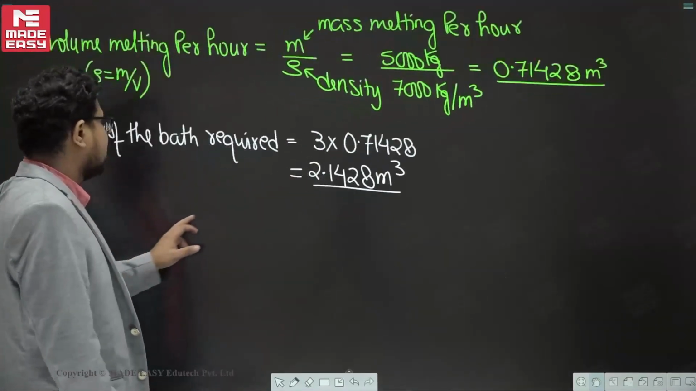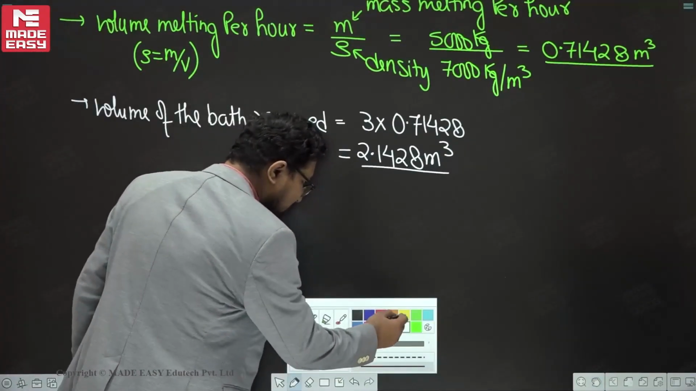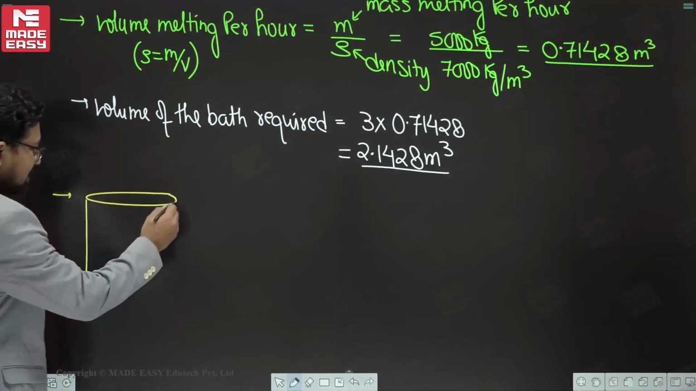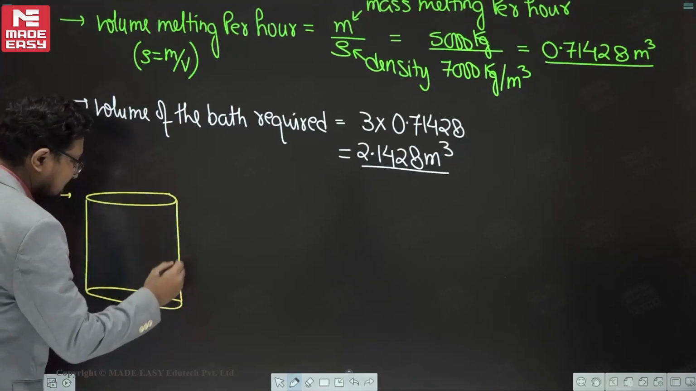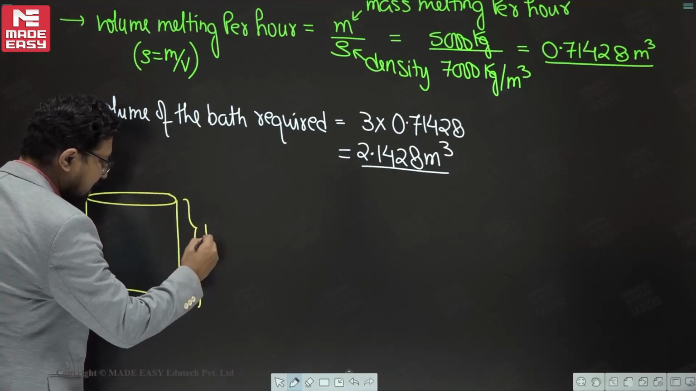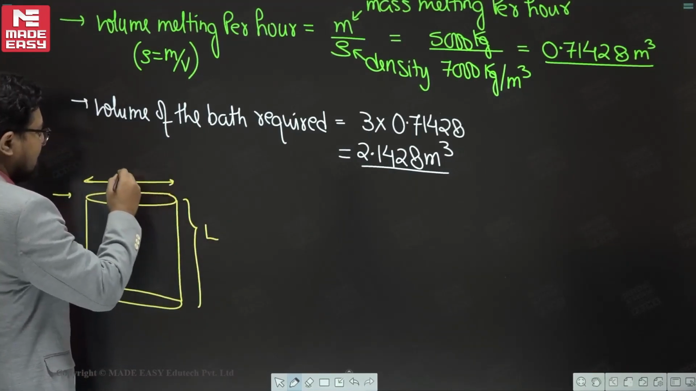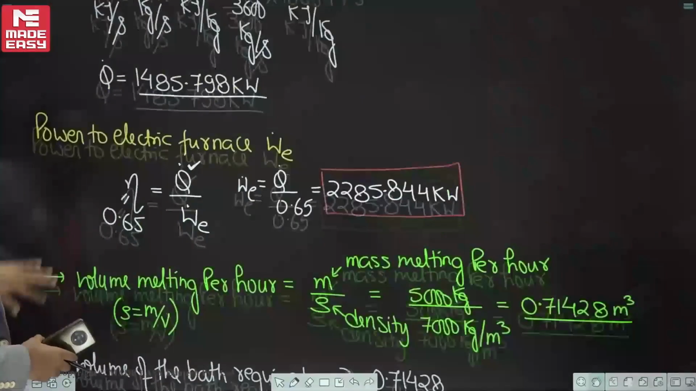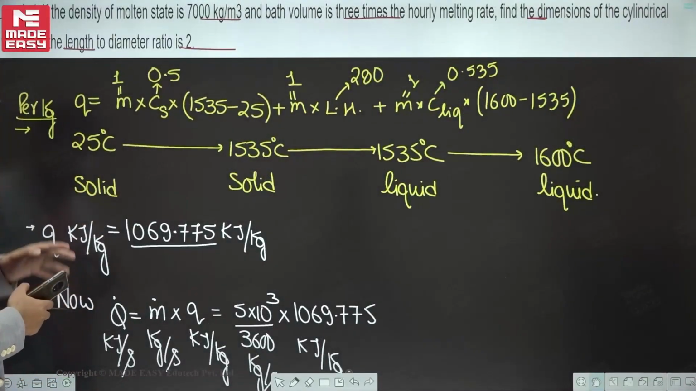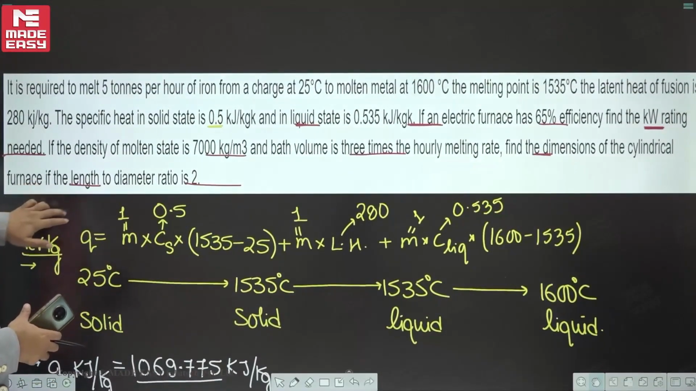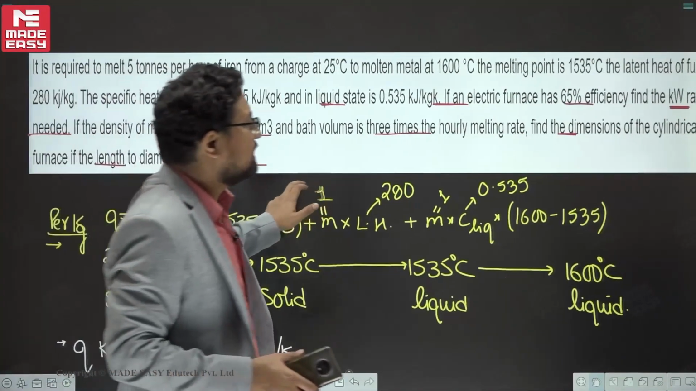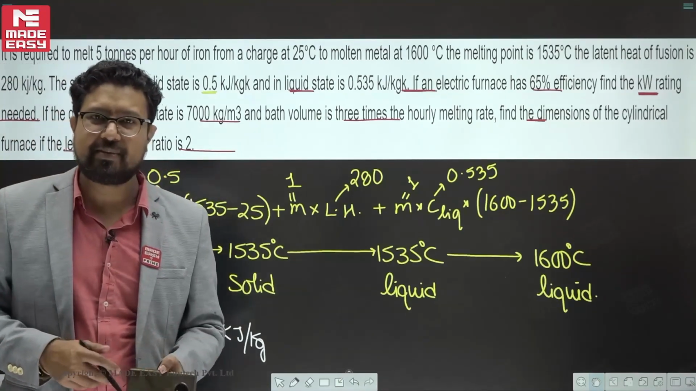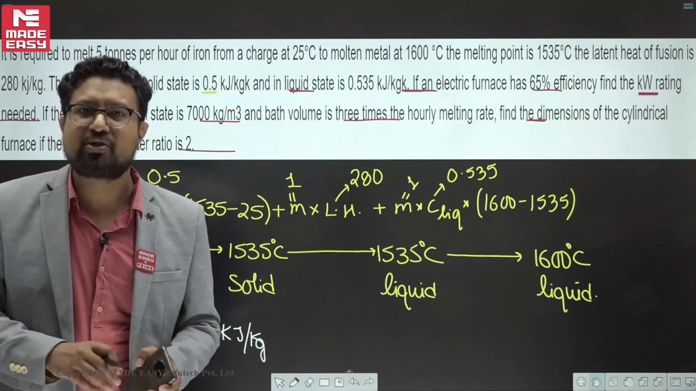So this much is the volume required. Now suppose we have this as the cylindrical bath, and let us say this is the length L, and this is the diameter of the bath. It has been given in the problem: find the dimensions of the cylindrical furnace if the length to diameter ratio is 2. That means L by D is 2, that is, length is twice the diameter.